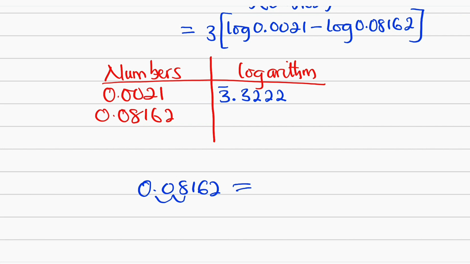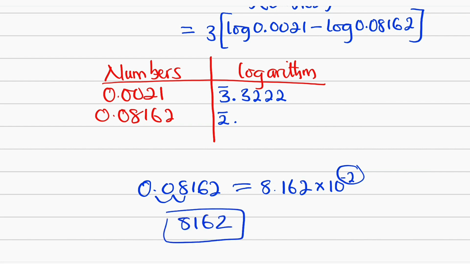Let us change this number into standard form. You migrate the decimal point towards the right hand side 2 times, and this number becomes 8.162 multiplied by 10 raised to the power of minus 2, because the point was migrated twice towards the right hand side. So this negative 2 is our characteristic, and we're going to write it here as bar 2 point. Then the mantissa, we are going to consider only 8162. The first 2 numbers, the third digit, and the last one.